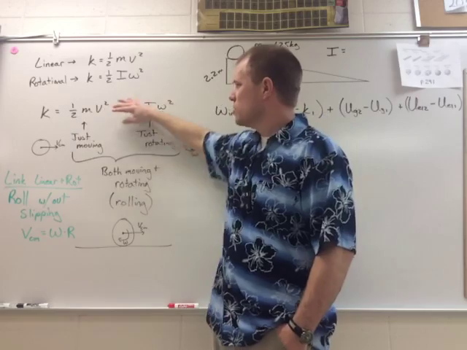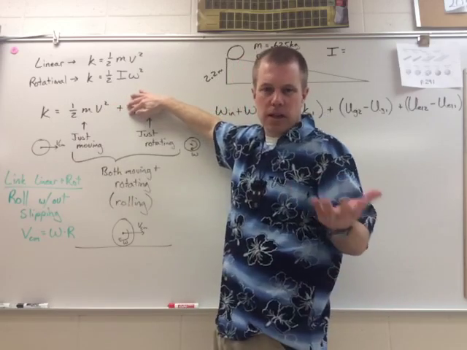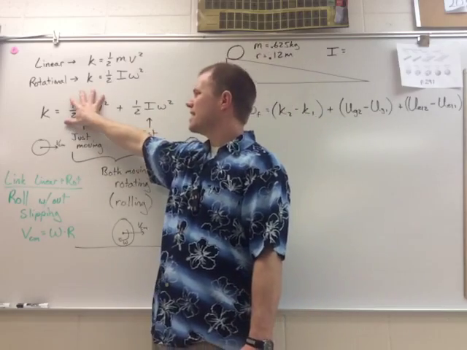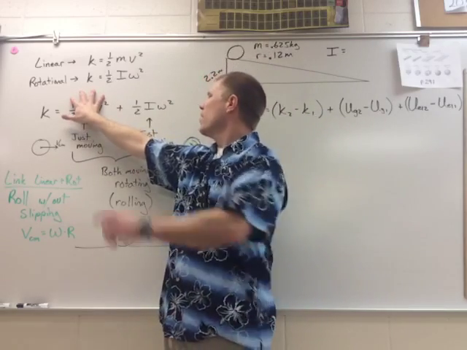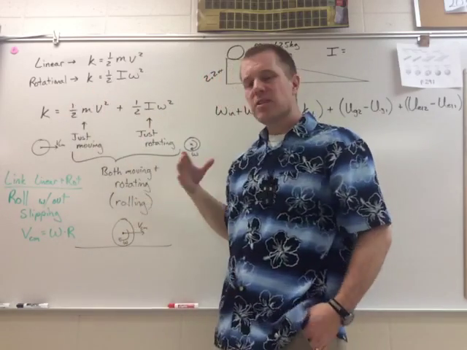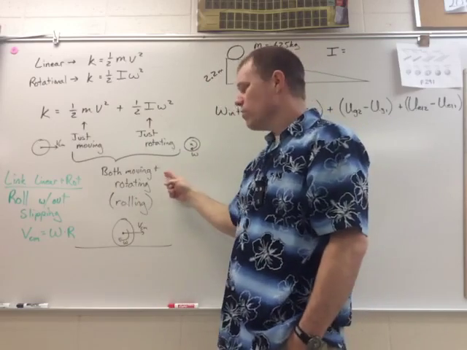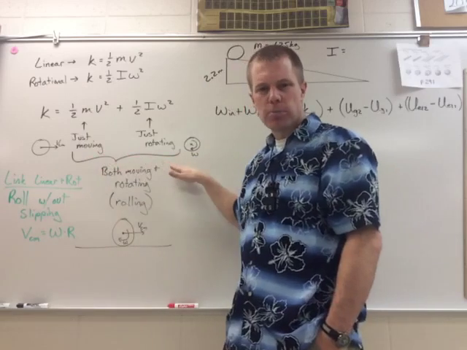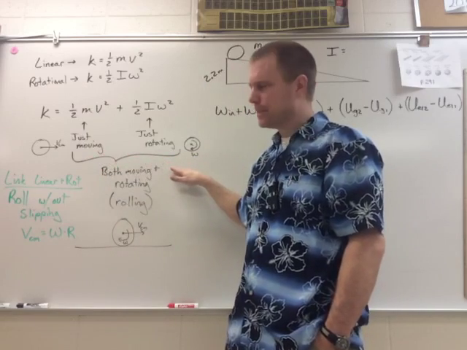Now, if it's just moving, we don't have this part like we did before. Or if I have just an object that's purely rotating, it's not actually going anywhere, I only have this part. But if it's both moving and rotating, an example of this would be rolling, I'm going to include both parts of the kinetic energy. Okay?